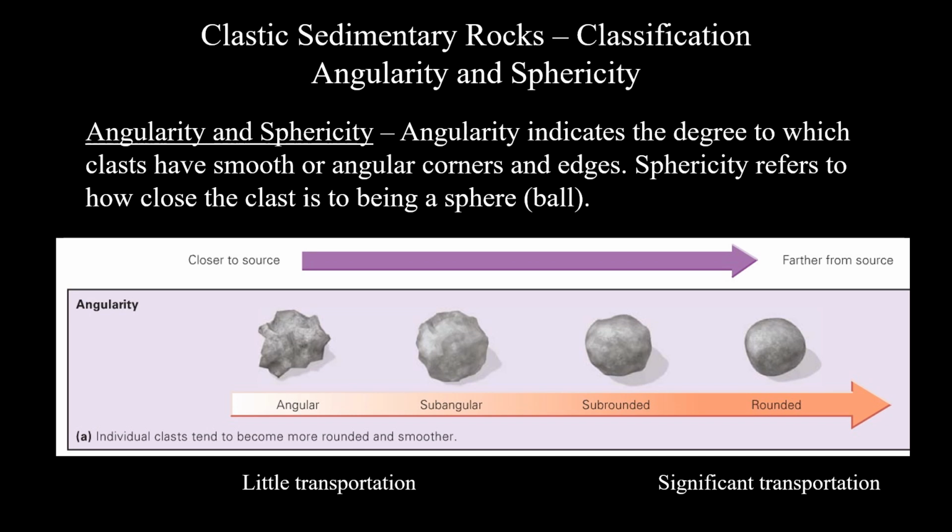So how angular or how spherical the grains are tells us something about how far the material has been transported. If it's highly angular, it's likely close to its source where it was formed, and thus it implies little transportation. If it's relatively round, then it's likely farther from the source where it was formed, and that implies significant transportation.